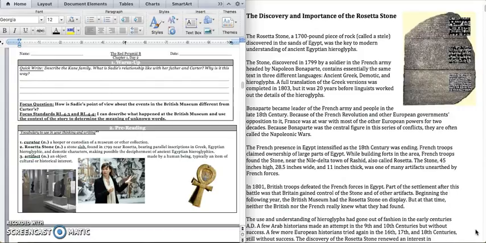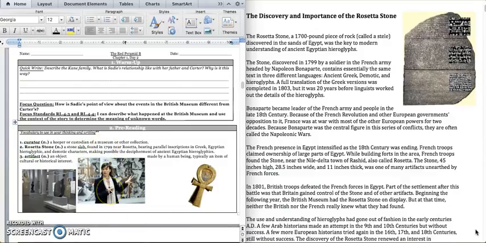Our focus question for today is, how is Sadie's point of view about the events in the British Museum different from Carter's? And we want to be able to describe what happened at the British Museum and determine the meaning of some unknown words. Three words we do need to know are curator. That is the person who's in charge of the museum exhibits.